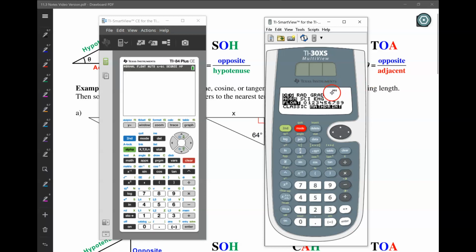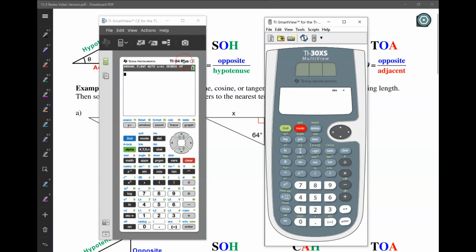If you have a calculator that doesn't have a mode button, it may have a button that says DRG on it, and you will want to push the DRG button until you see a DEG on the top of the screen. So once you have highlighted degree, you hit second, quit, and the second mode will get you to quit, and that will get you out of there.